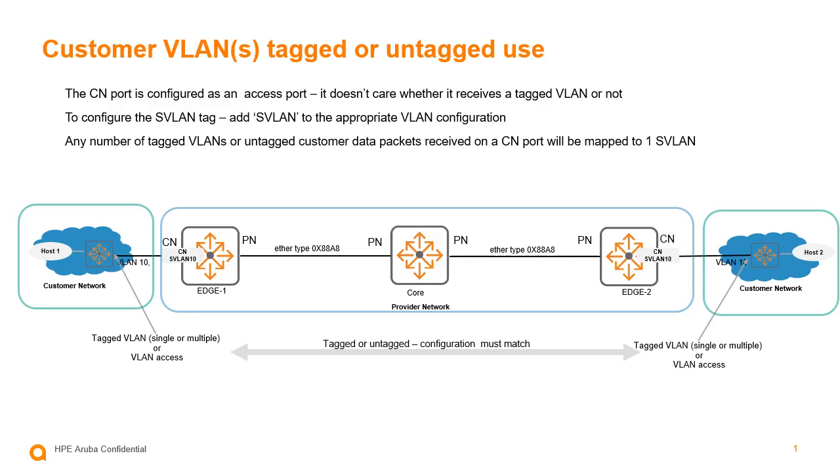The relationship from the SVLAN to CVLAN is that any number of tagged VLANs received on a CN port is mapped to one SVLAN. Or if the upstream switch port is an access port, then it's obviously a direct mapping. Compatibility with other vendors is the prerequisite use of the EtherType 88A8 between provider nodes. Unlike AOS, as I mentioned earlier, this EtherType cannot be changed.